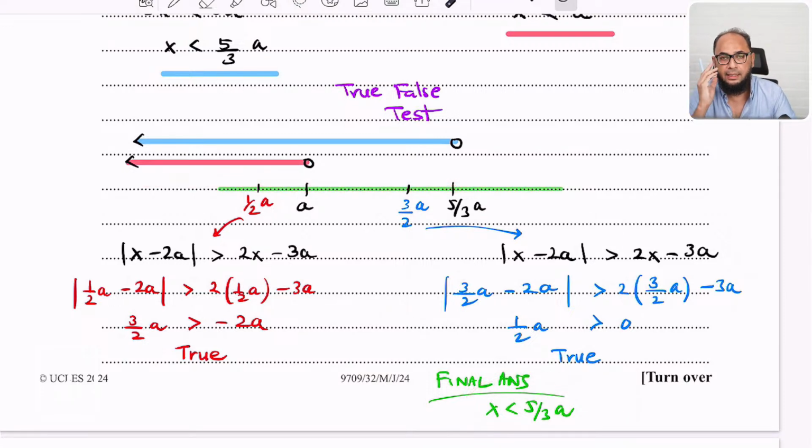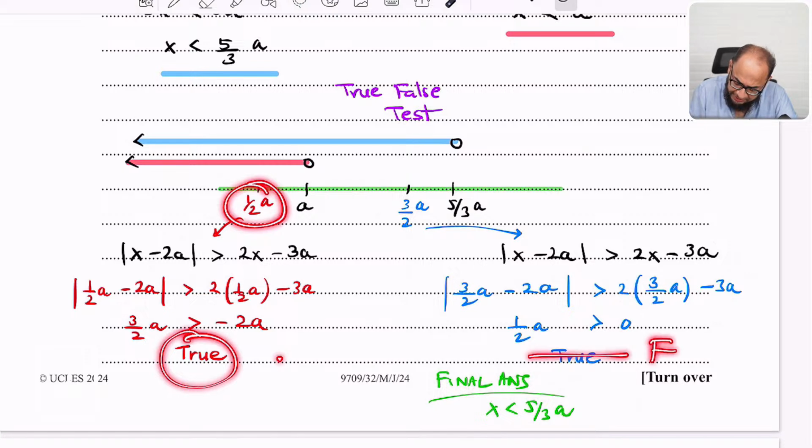Now, some people ask this question: what if this one was true? For example, this is true and this is false.